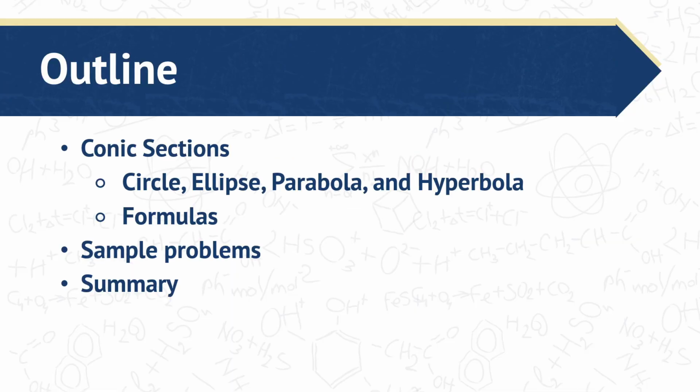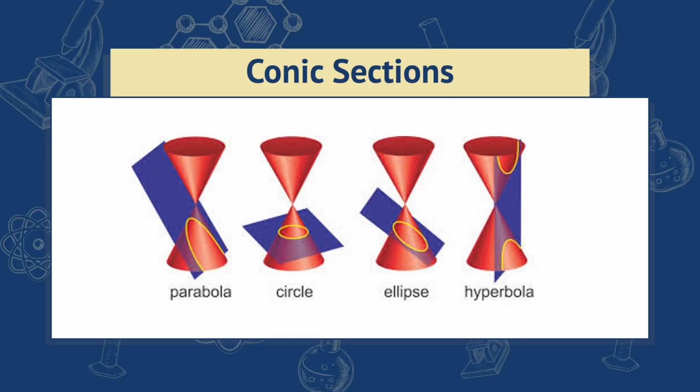So our outline for today's video is conic sections, and its four different types: circle, ellipse, parabola, and hyperbola. Their corresponding formulas, and we will be tackling some sample problems. And at the end of all this, I will be giving you a few tips and tricks so that you guys can ace your tests if ever.